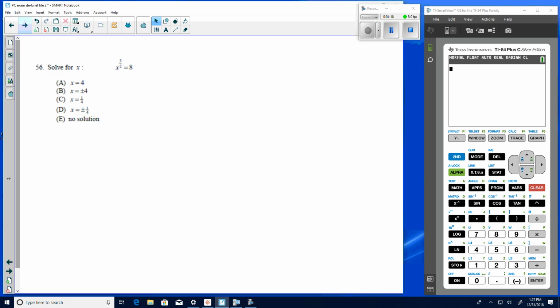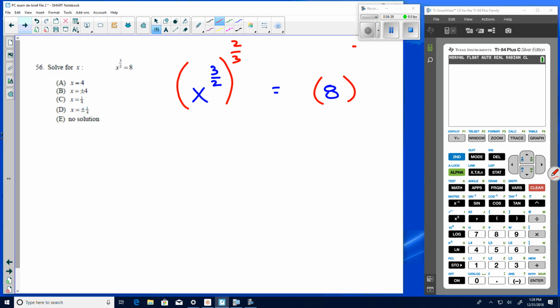After problem 55, we had this power equation, right? And the way you solve power equations is to raise both sides to the reciprocal power. So we have the 3/2 power, and that's equal to 8. Raising both sides to the reciprocal of 3/2 would be raising to the 2/3 power. To the 2/3 power.